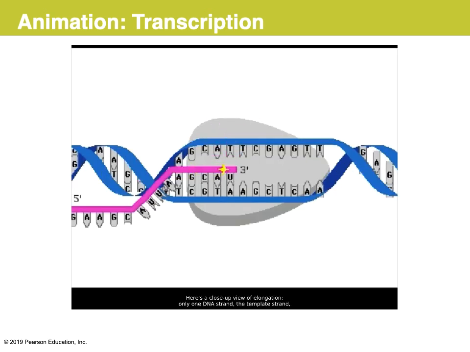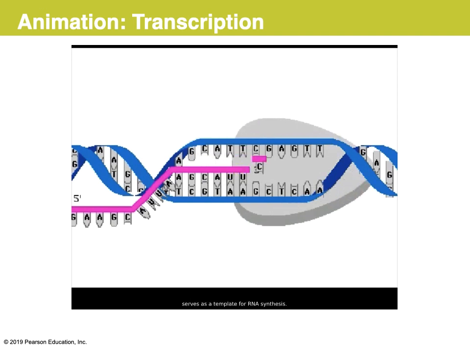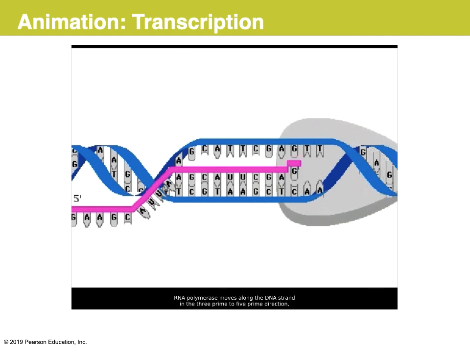Only one DNA strand, the template strand, serves as a template for RNA synthesis. RNA polymerase moves along the DNA strand in the 3' to 5' direction, adding nucleotides to the 3' end of the RNA chain. Note that U in RNA pairs with A in DNA.